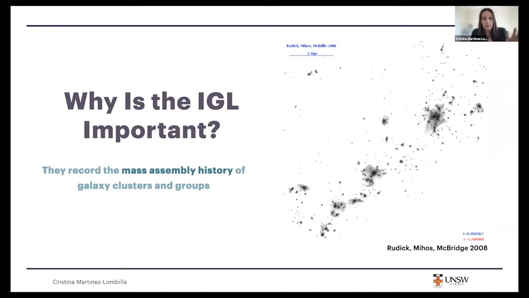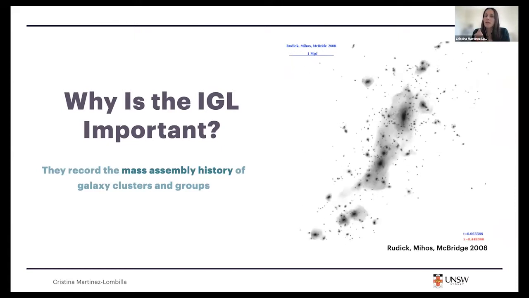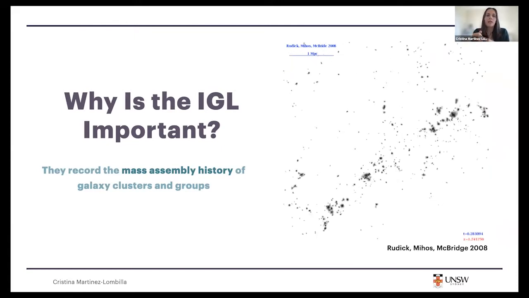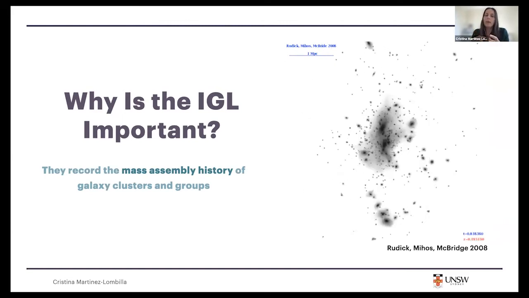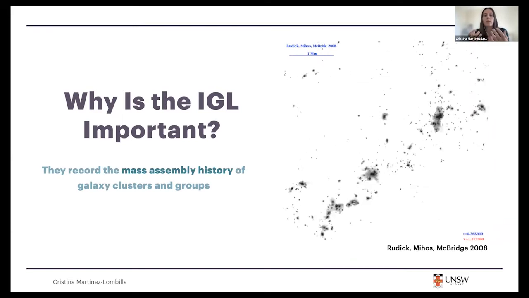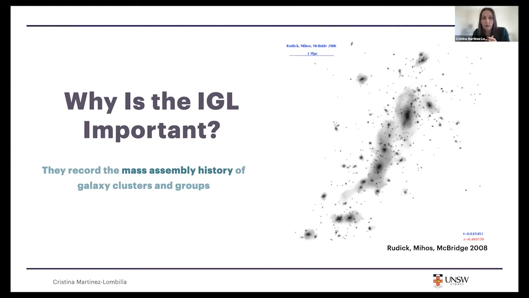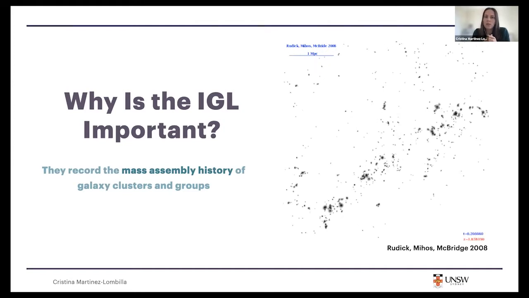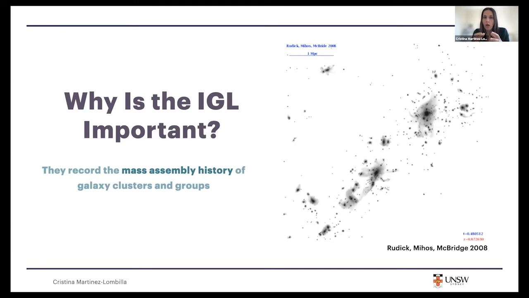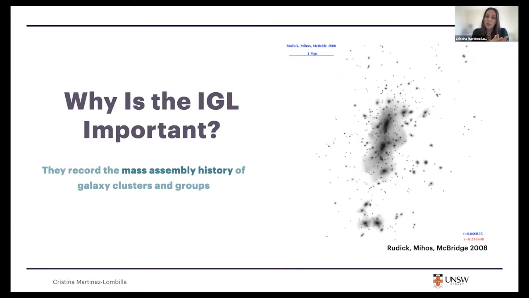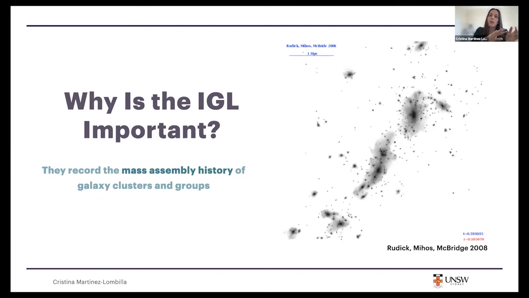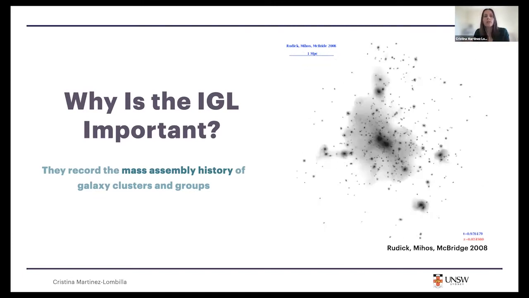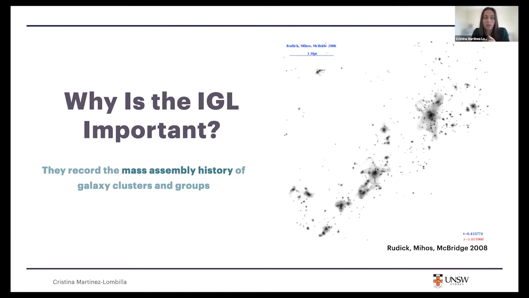And why is this IGL important? As I just said, the intragroup light is formed due to interactions between galaxies within groups, so it is a key parameter to map the mass assembly history in dense environments. And actually, when simulations of the BCG's growth consider that a percentage of the stars that are supposed to merge with the BCG will end up in the diffuse component, they reach a much better agreement with observations.